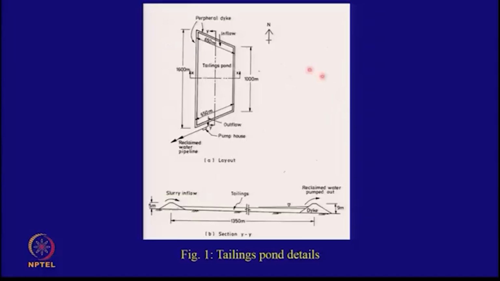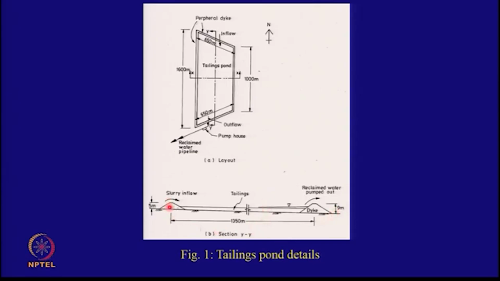This is a tailings pond in one of the western states of India, 1600 meters, 1.6 kilometers long and about 0.6 kilometers wide. Tailings were being placed in it till one day it was told by the pollution control board that look, your lead content is high. This is a hazardous waste pond. It doesn't have a liner. Please do something about it.